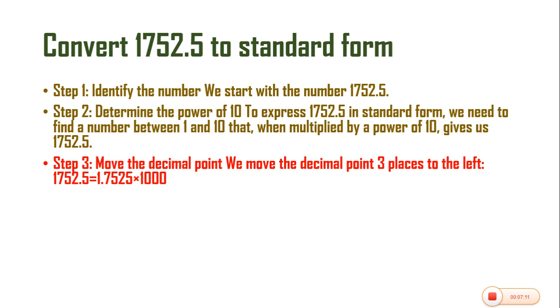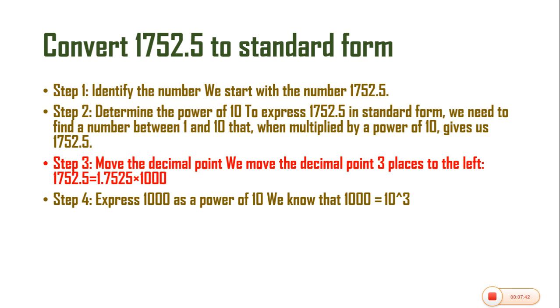Remember, 1752 has 4 digits. We're looking at the 4 digits before the decimal point. So that's why we're moving 3 places to the left. 4 minus 1 is the reason we are moving 3 places to the left. So we have 1.7525 times 1000. That's 4 digits. Express 1000 as a power of 10. When you express 1000 as a power of 10, we have 10 raised to the power 3.